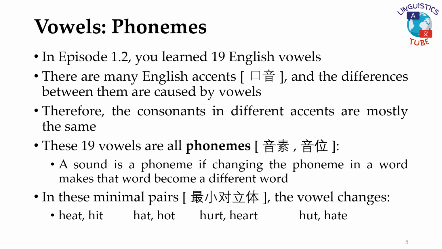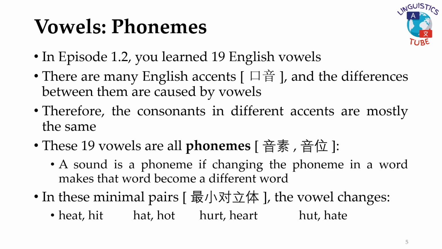When you learned the IPA in episode 2, you learned 19 English vowels. We know that there are several different English accents, such as British, American, Australian, South African, and New Zealand. These all sound different from each other, and the differences are mostly because of the vowels. In other words, accents usually have many differences in vowels, but the consonants are mostly the same.